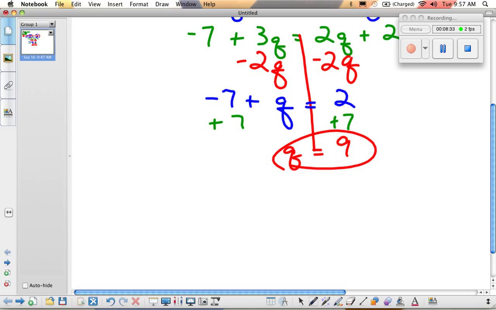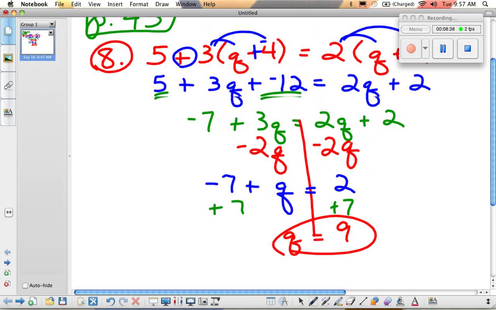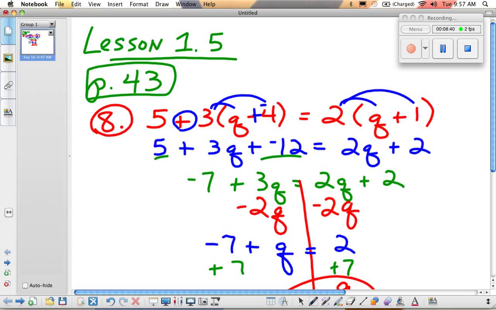Did you get 9? How do we feel about 9? Do we think it's a pretty good solution? Well, how would we know? We plug it in. We go all the way to the very beginning. We put it back in. We do the mental math. Let's just do mental math here.